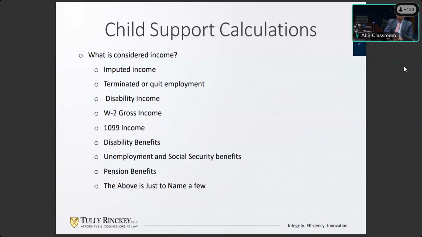Now, terminated employees. So you're terminated, which happens, and is it for cause or not for cause? What that means is if you're terminated for cause, you did something wrong. You got fired or terminated because you violated a procedure. If you're terminated for cause, the court is not going to give you any type of a break. It's going to go back to imputing your income, okay? Just like you quit your job.